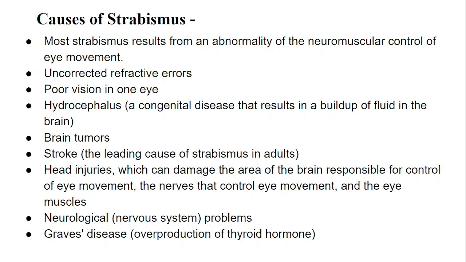Graves' disease, which is caused by an overproduction of thyroid hormone, can also cause eye muscle problems that lead to strabismus. It is important to identify and treat the underlying cause of strabismus, as it can have a significant effect on a person's vision and quality of life.